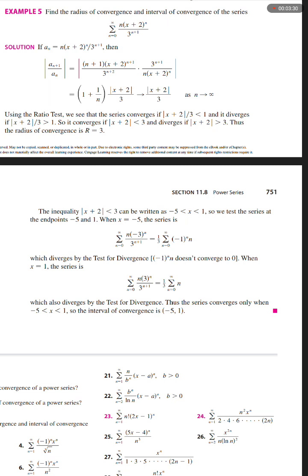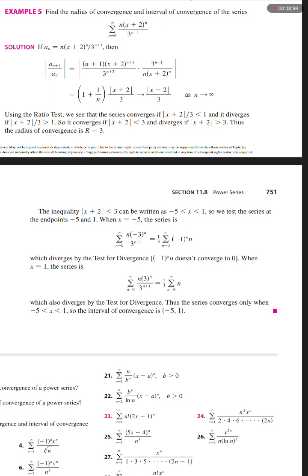When x equals 1, the series is the sum from n equals 0 to infinity of n (3)^n over 3^(n+1) equals 1/3 times the sum from n equals 0 to infinity of n, which also diverges by the test for divergence.